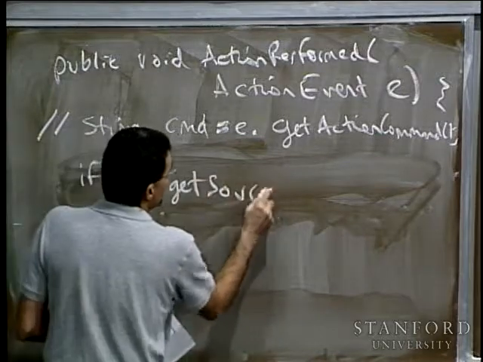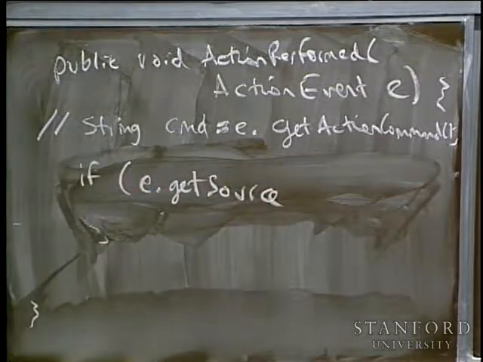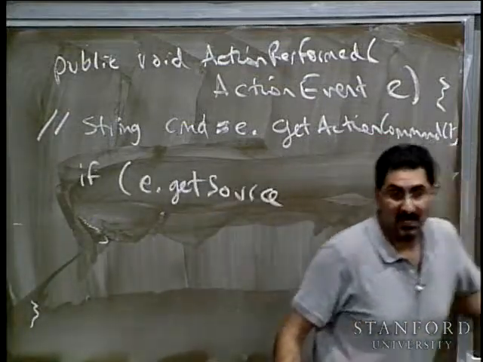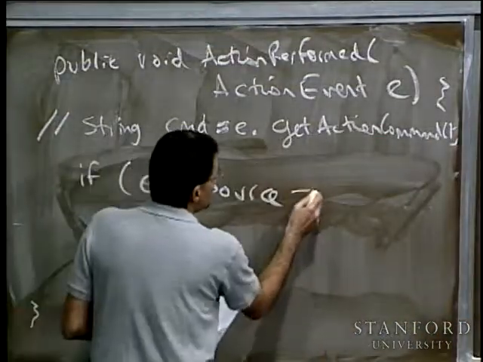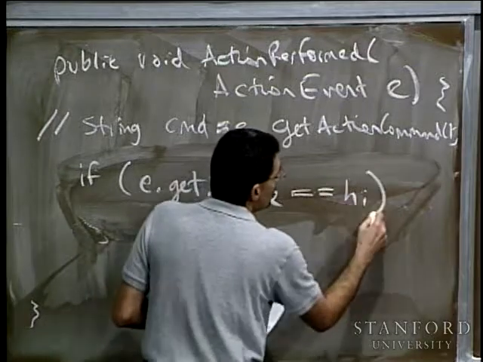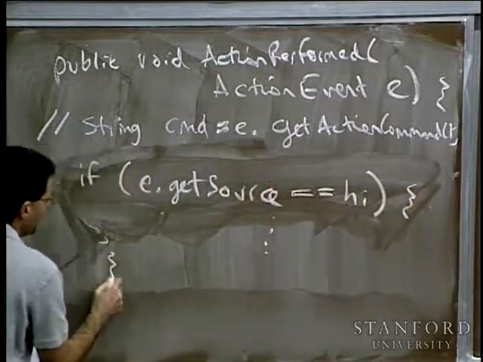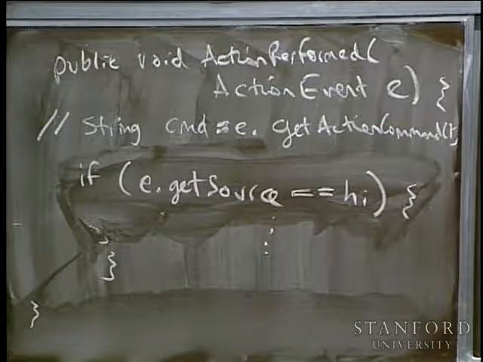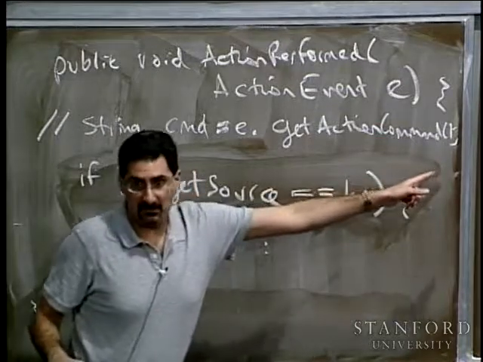e.getSource, this returns an object to me. I want to check to see if that object that it returns is my hi button. So here I check directly, is it equal to hi? And then I do whatever I was going to do. So this has exactly the same effect as before. It's checking to see if I've gotten a button that is the hi button that was clicked.